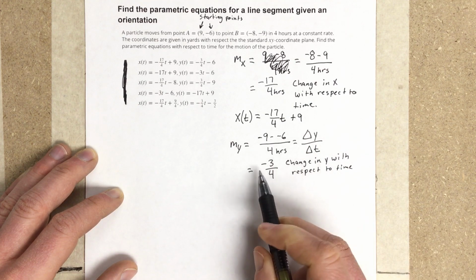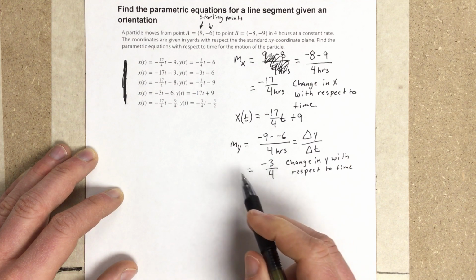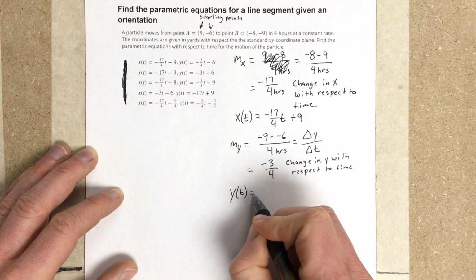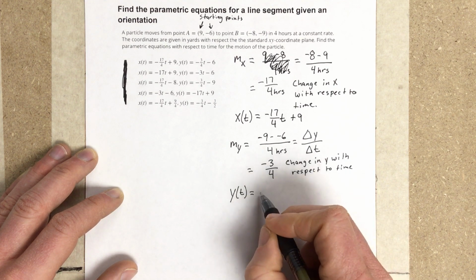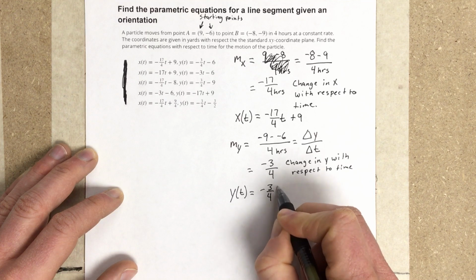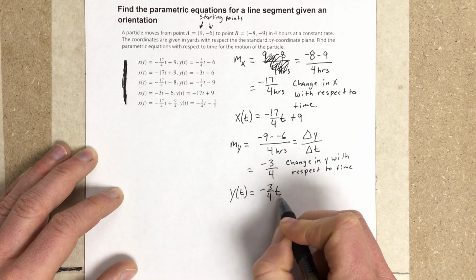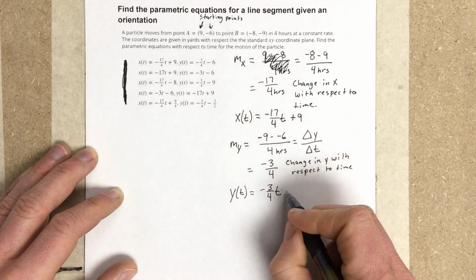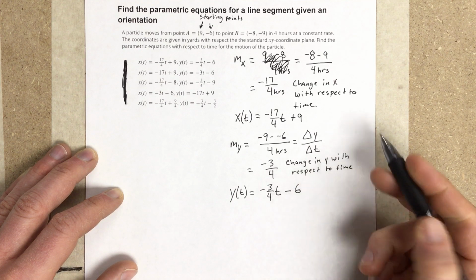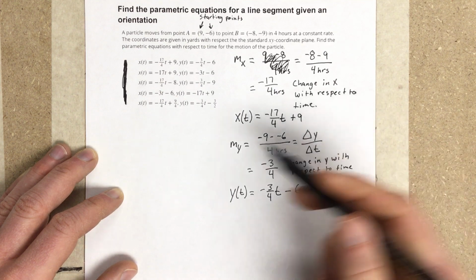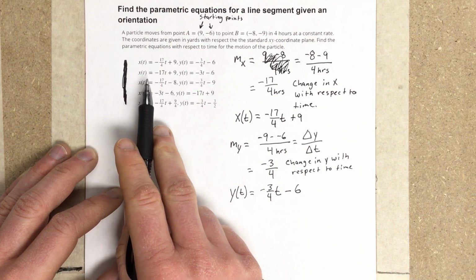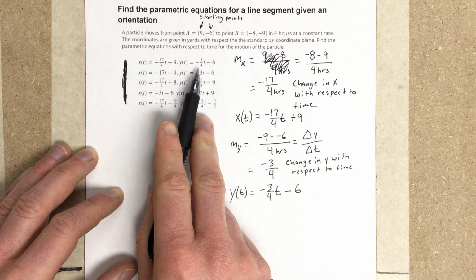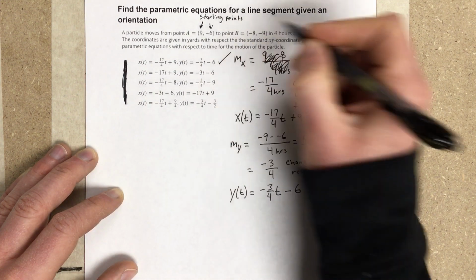So then we can go ahead and write that parametric equation. This would be y as a function of t. So y of t is equal to -3 over 4 t, because that's the slope that it was changing at per time. And then its starting point was -6, so it's -3 over 4 t minus 6. So I have my two parametric equations: -17 over 4 t plus 9, and then -3 over 4 t minus 6. So these are my two parametric equations.